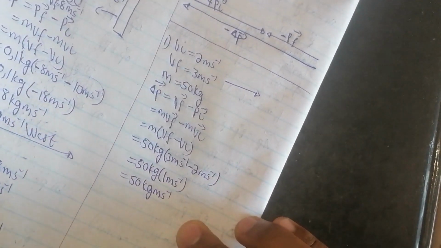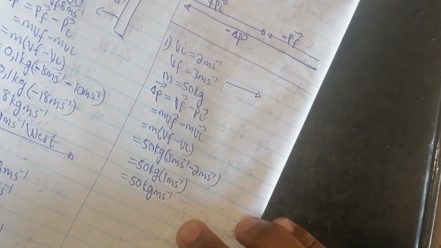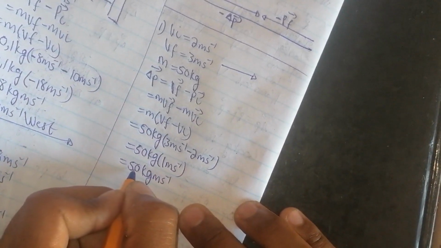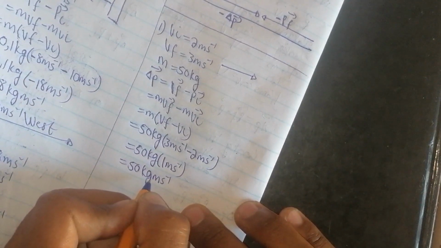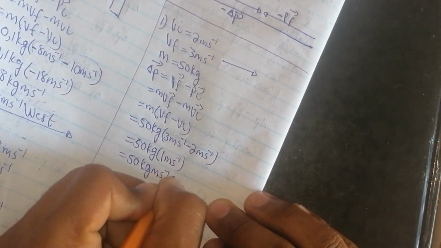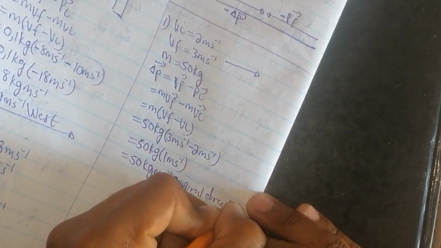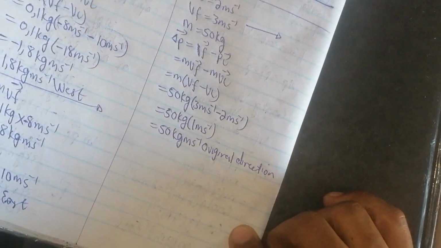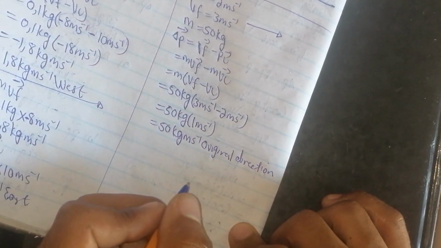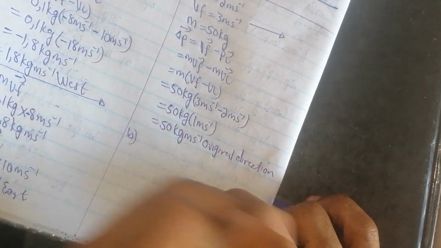Now they want to know the direction. They said Andile is jogging at a constant velocity of 2 meters per second along a straight road. He speeds up to a constant velocity of that. So we can say this is 50 kilogram meters per second in the direction of motion, or in the original direction. So let's just say original direction, or in the direction of motion. We can state it in those two ways. Right, that was number A. Let's go to number B.